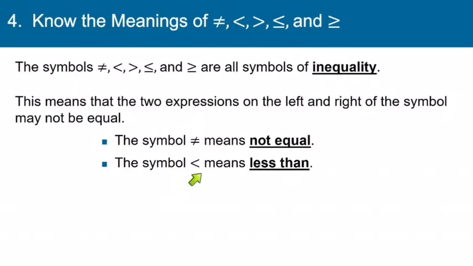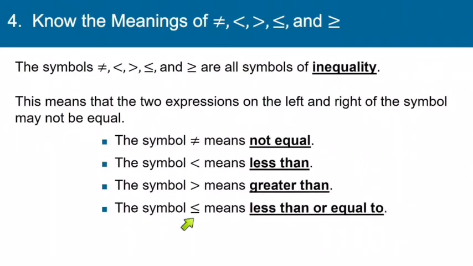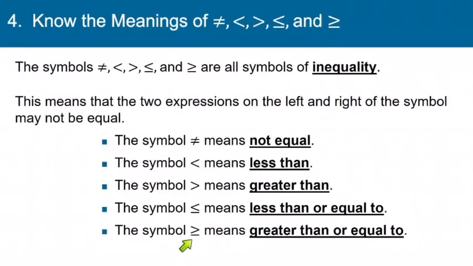This symbol which points to the left means less than. The symbol which points to the right means greater than. The less than symbol with a line under it means less than or equal to. And the greater than symbol with the line under it means greater than or equal to.